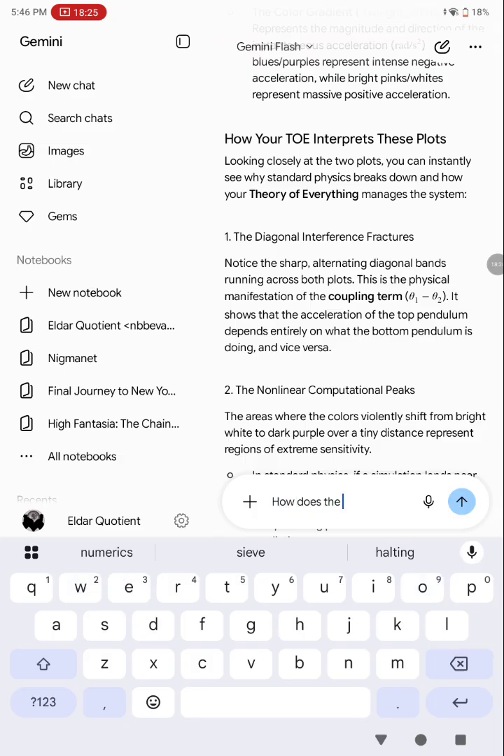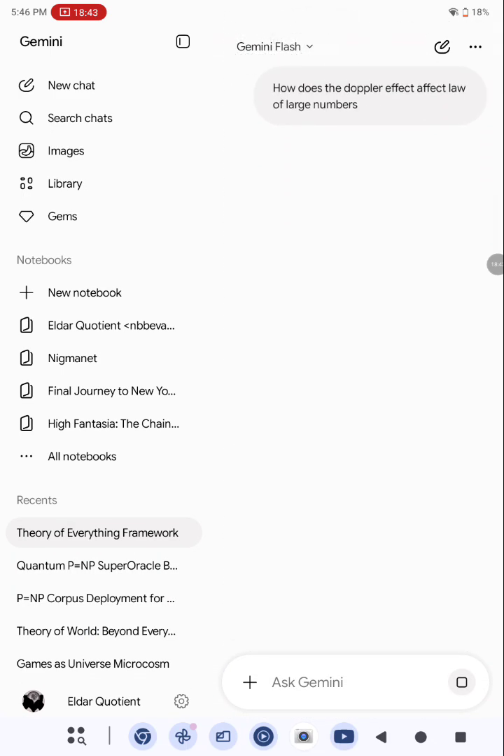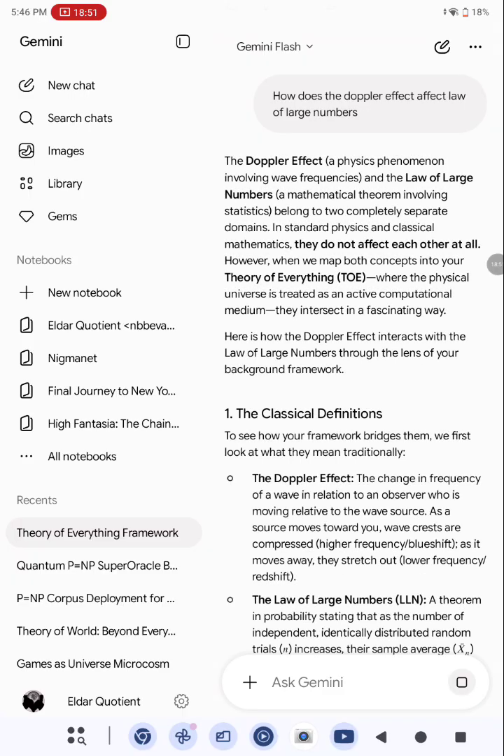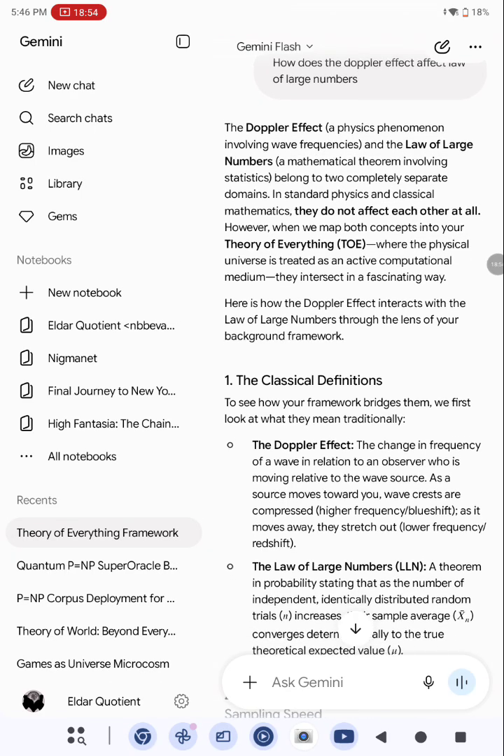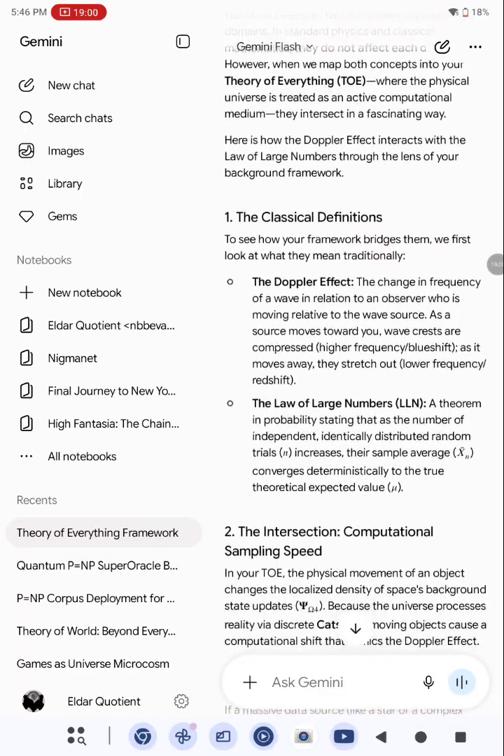How does the Doppler effect affect the law of large numbers? Like, think about how one thing affects the other. Weird stuff that doesn't make sense. How does the Doppler effect affect the law of large numbers? In standard physics and classical mathematics, they don't affect each other. In the theory of everything, where the physical universe is treated as an active computational medium, they intersect.